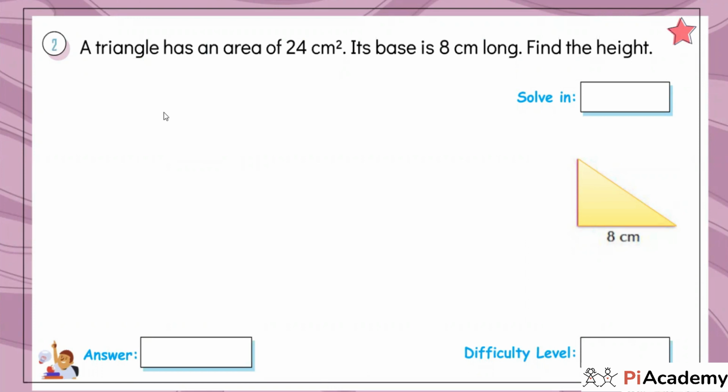A triangle has an area of 24 centimeters square. Its base is 8 centimeters long. Find the height. Thank you. Everyone, you can solve this question in 1 minute, okay? I'm giving you 1 minute to solve this question. Your time starts now.